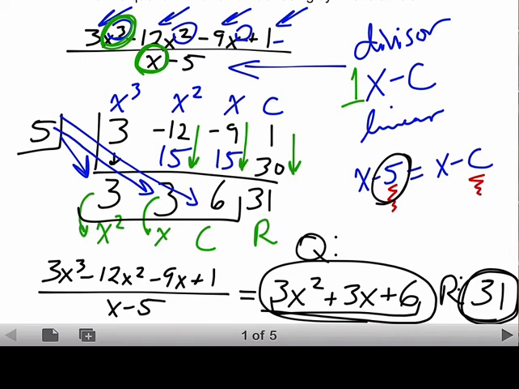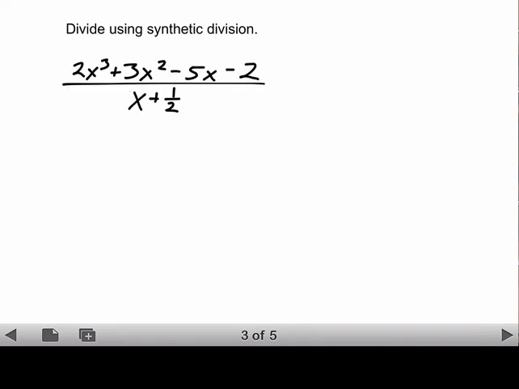Next, here we're asked to divide using synthetic division. We've got 2x cubed plus 3x squared minus 5x minus 2. I'm going to check a couple of things first. Number 1, the exponents are in descending order, 3, 2, 1, and then a constant. And we also have all exponents present and accounted for. Second thing I want to check, the divisor, x plus 1/2, is in the form x minus c. What's up with the plus?